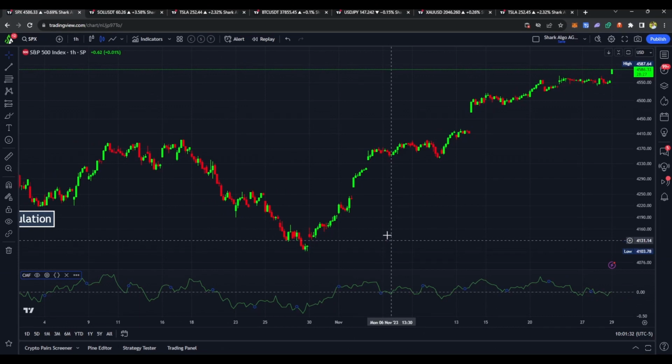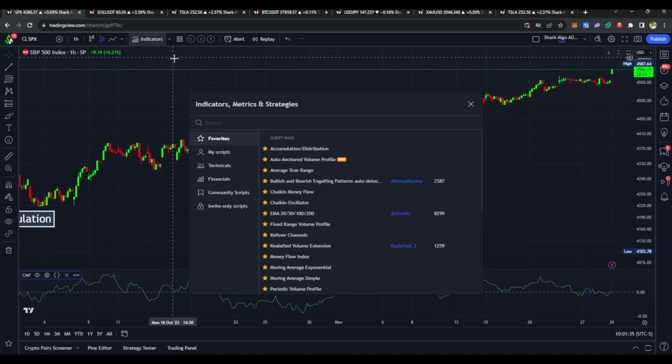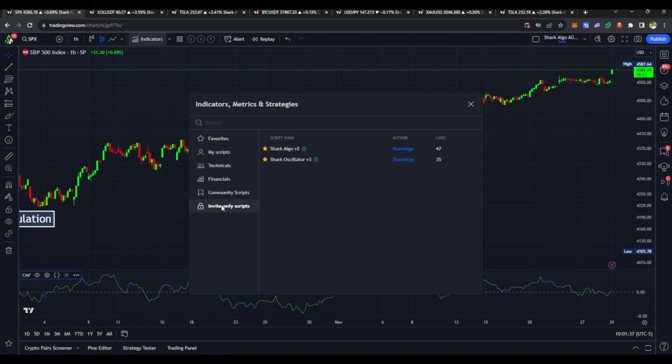Okay. Now for the secret sauce that supercharges the Chaikin Money Flow. Let's add the Shark Algo on the same chart. This is an invite-only indicator, so you need to go to the Indicators tab and go to Invite-Only Scripts and select Shark Algo.